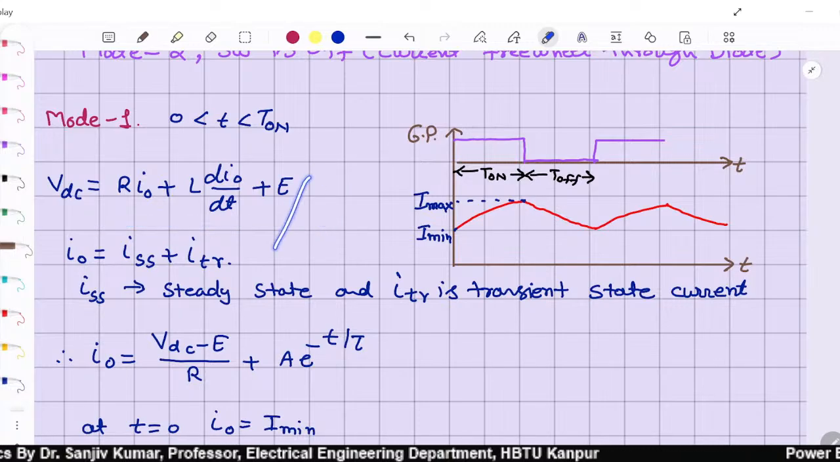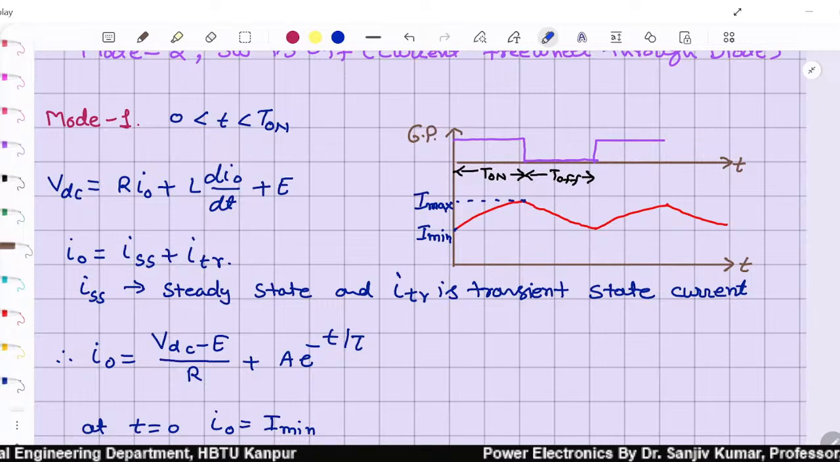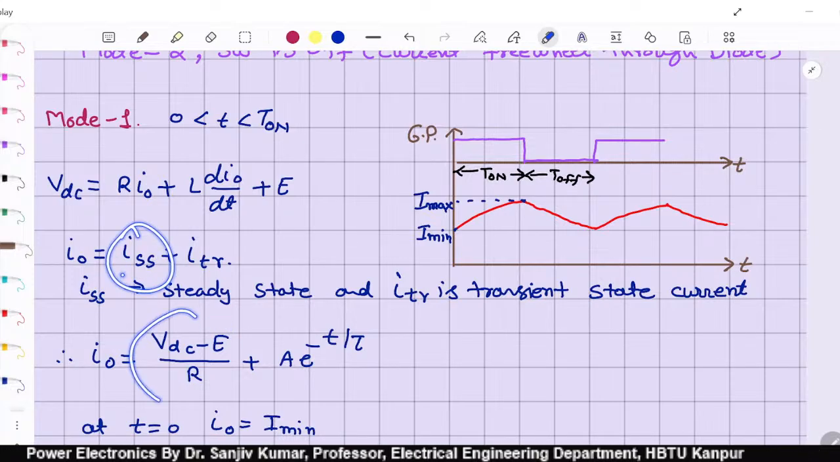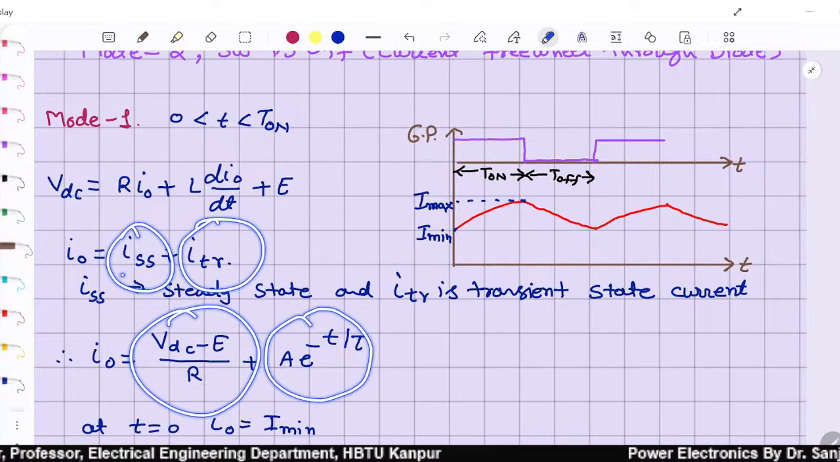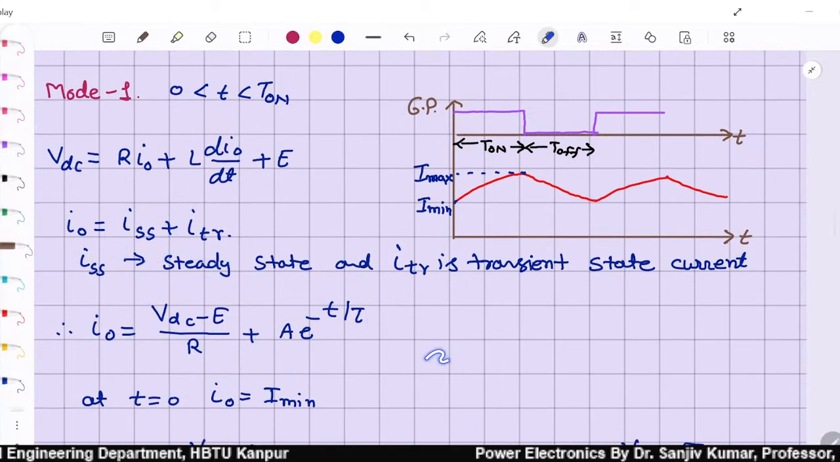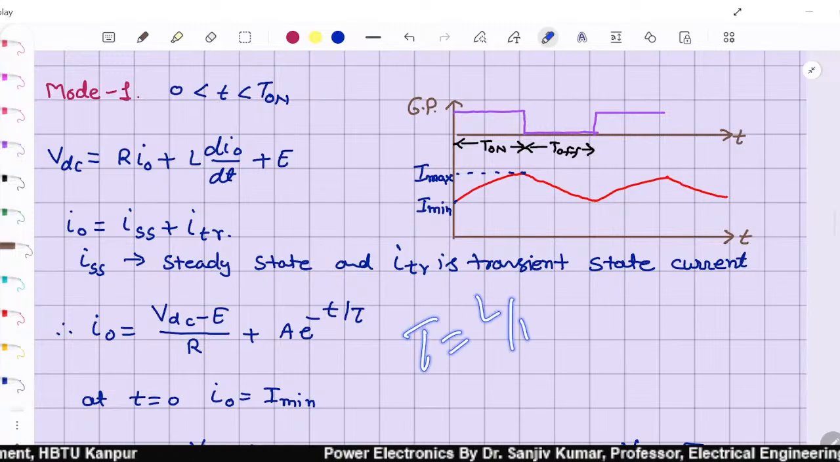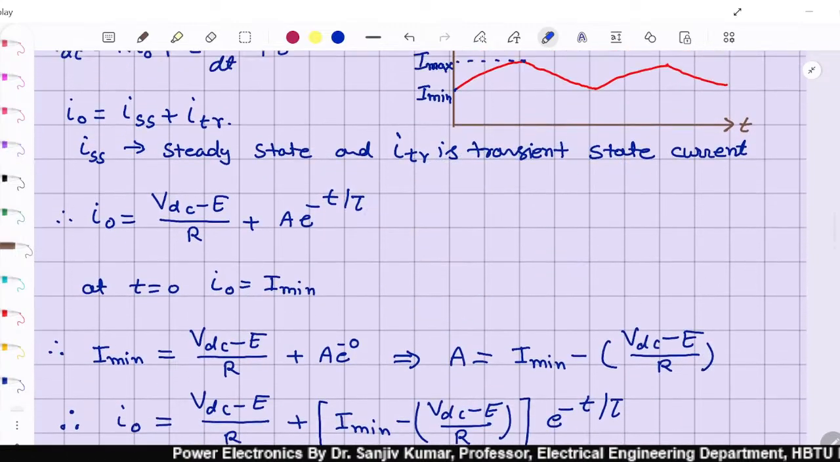And the solution of this first order differential equation can be easily found out by steady state and transient state component. Once we add this steady state component, which is VDC minus E by R, and the transient state component, which is A e to the power minus t by tau, where tau is equal to L by R, that is the time constant of the machine.